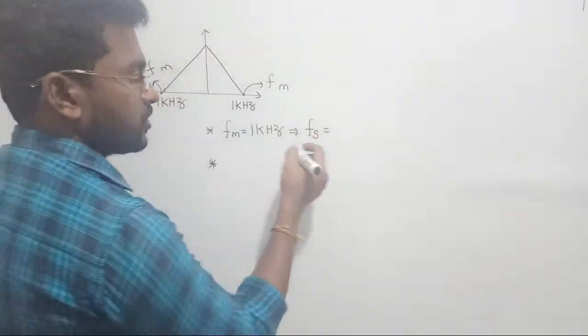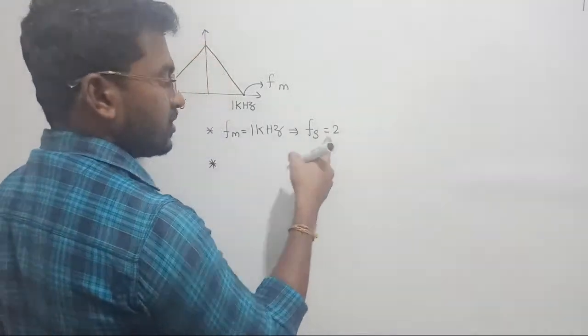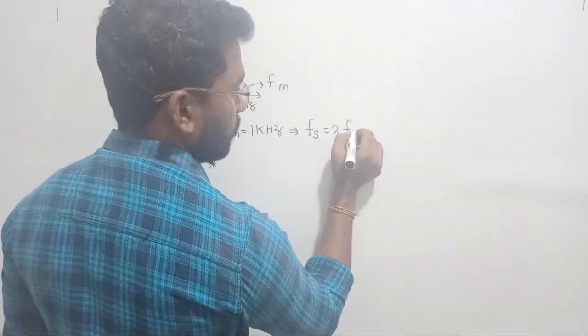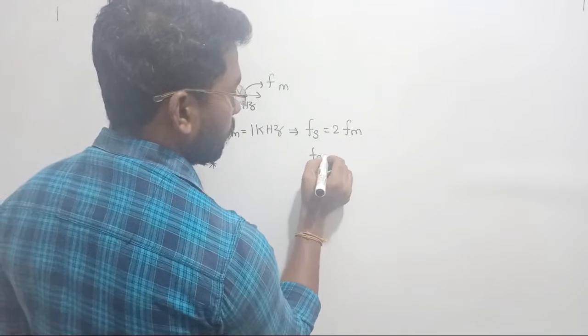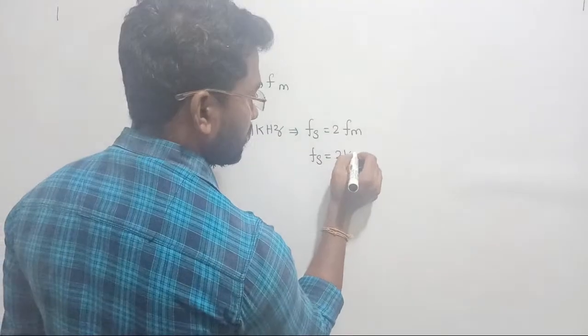Sampling frequency of the system is going to be twice of the maximum frequency; the minimum condition is that it should be at least equal to twice of the maximum frequency, such that the sampling frequency of the system will become 2 kilohertz.